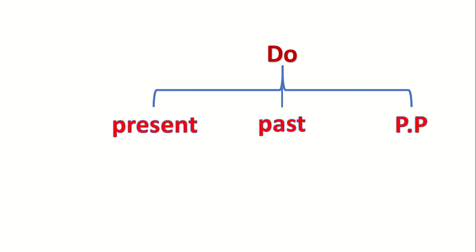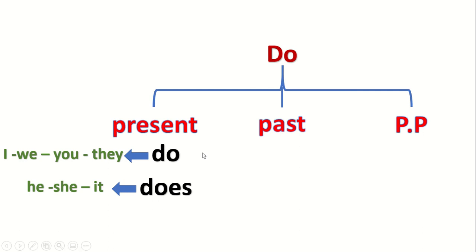Now, let's move to the next auxiliary verb, which is do. As we did with the previous verb, do has 3 forms. One in the present, الحاضر, المضارع, one in the past, and one in the past participle. What we notice about do in the present, it has 2 forms, do and does. And as we did with the previous verb have and has, we have do and does.